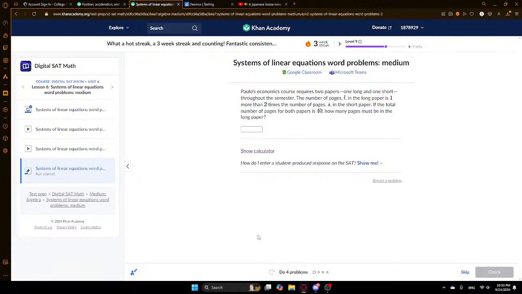2 papers. Long equals L, short equals S. The long paper is one long paper, 1:2 ratio. If the total number of pages of both papers is 40, how many pages must be in the long paper?